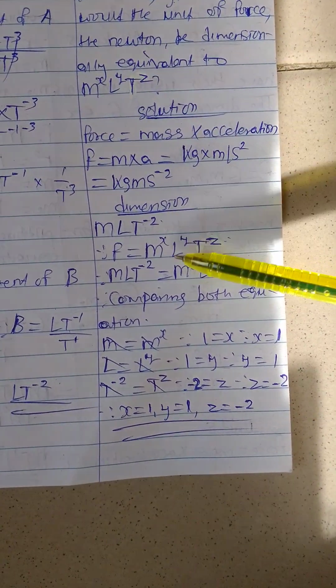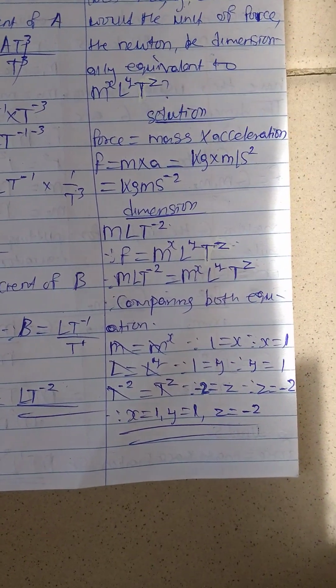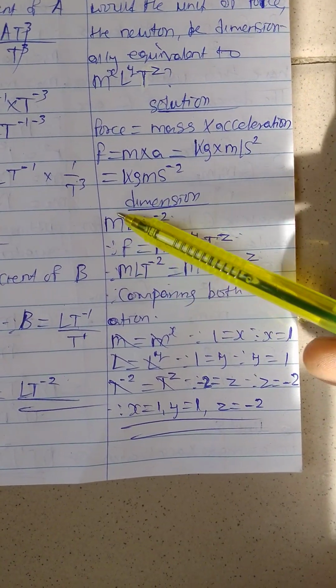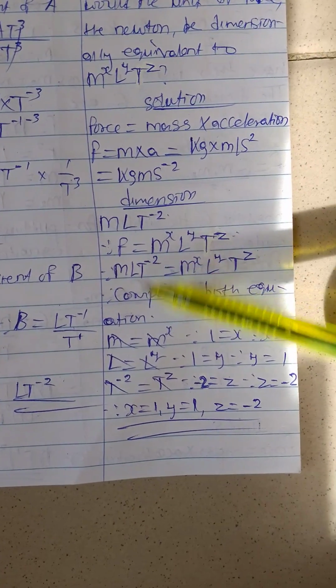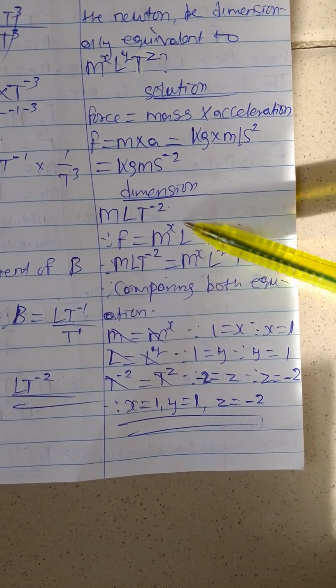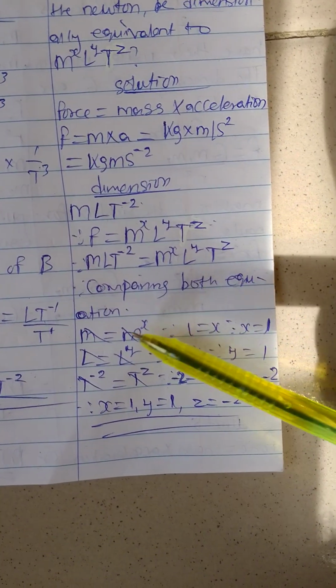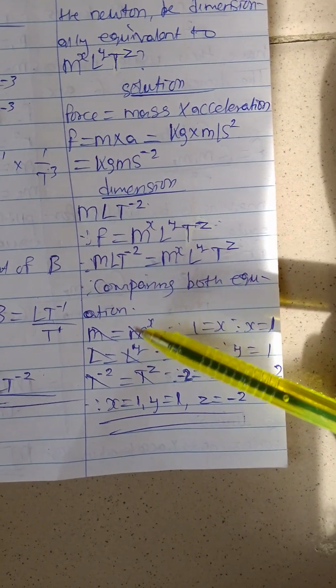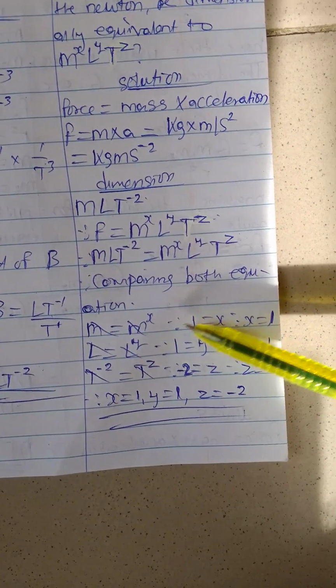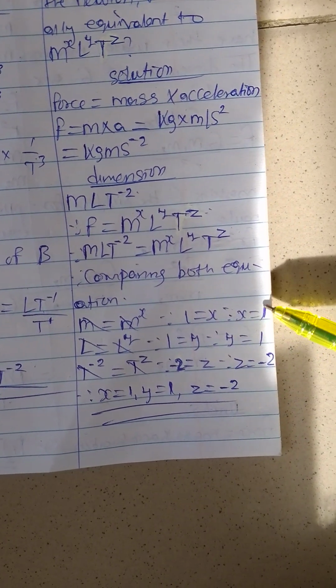M raised by x, L raised by y, and T raised by z. So that becomes where my F is this, M L T raised by minus 2, is equal to M^x L^y T^z. So therefore, what do you do? Now comparing both equations, taking M is equal to M raised by x, if M is to cancel out M, that equals 1 is equals to x. Therefore x is equals to 1.